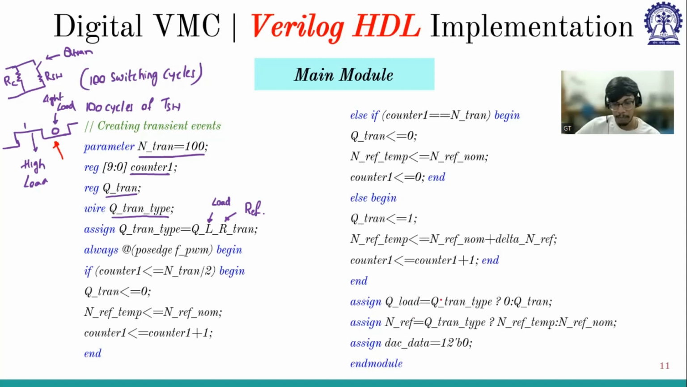So what is Qtran type? Qtran type is QLR tran. This is the switch which defines it. If it is 1, then it is a load transient. If it is 0, then it is a reference transient. Accordingly, SAR has written the logic. Again, you don't have to exactly follow this logic. The logic is the same, the code can be different. Whatever way you are comfortable to write, you can write in that way, as long as that logic is implemented. SAR is using this logic, but you are free to write your own logic and still achieve this.